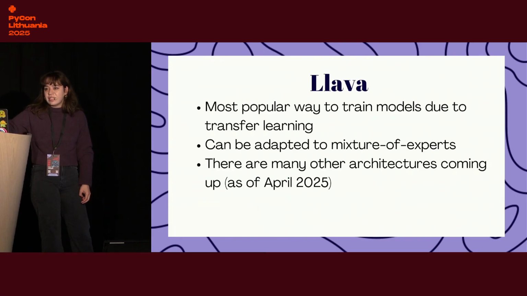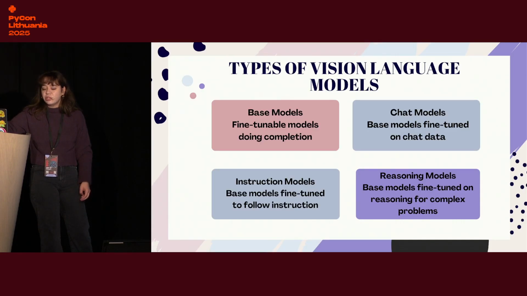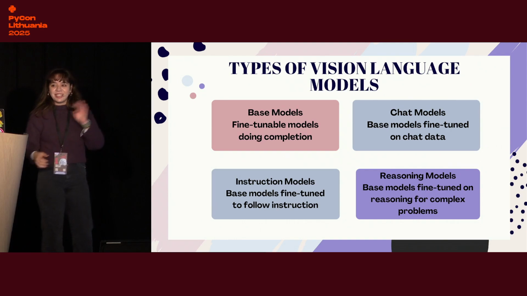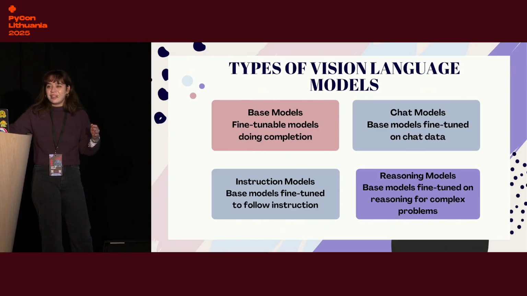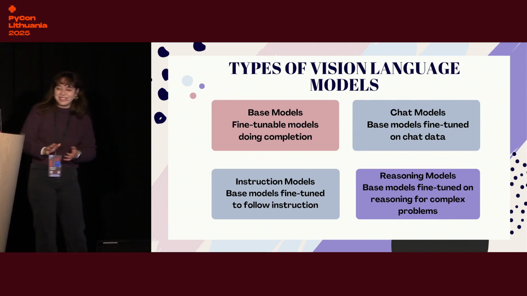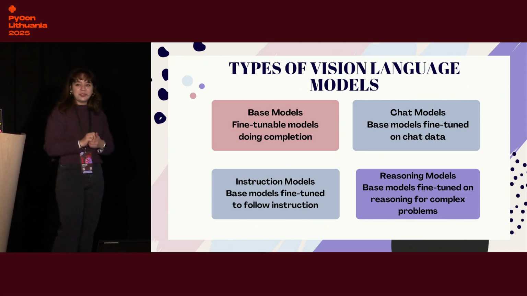And it was later adapted to a mixture of experts, and there are many other architectures coming up. So there's 4 types of vision language models. This was a bit technical. If you didn't understand, it's perfectly all right. I will go a bit less technical. So there's 4 types of vision language models.